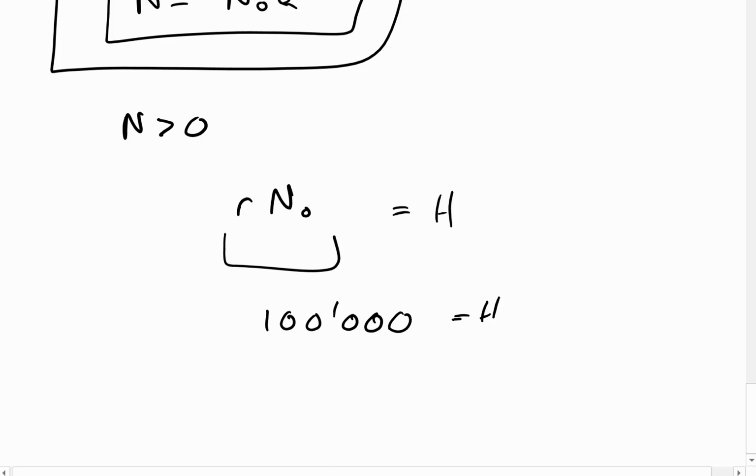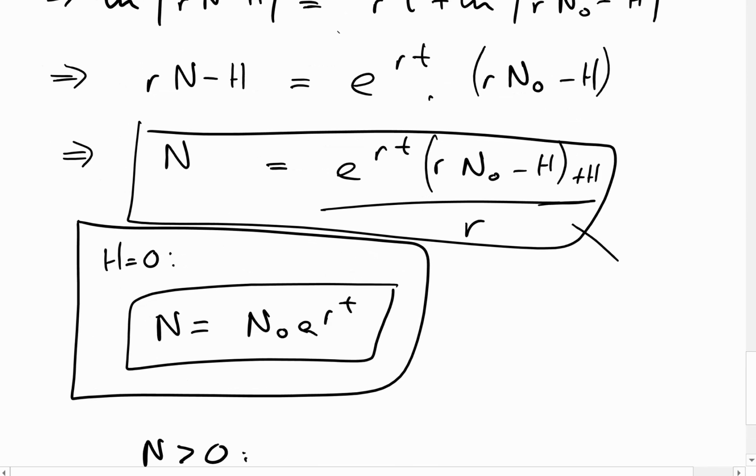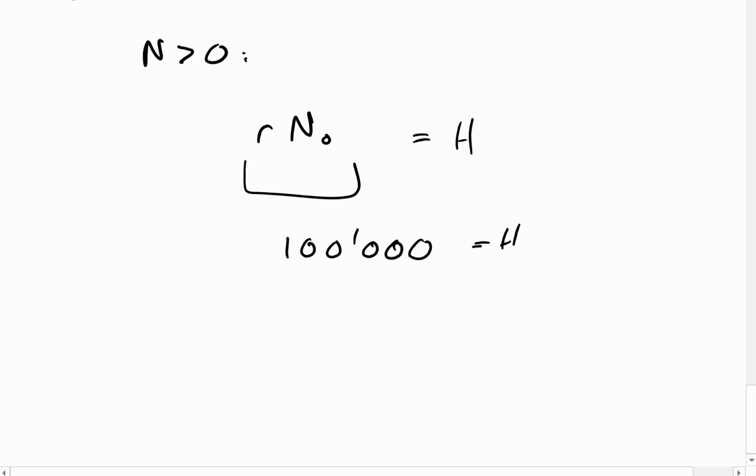So hopefully you followed that. It's just the algebra. Basically we set n greater than 0 into this thing up here, and we get that out. It's going to be h equals 100,000.